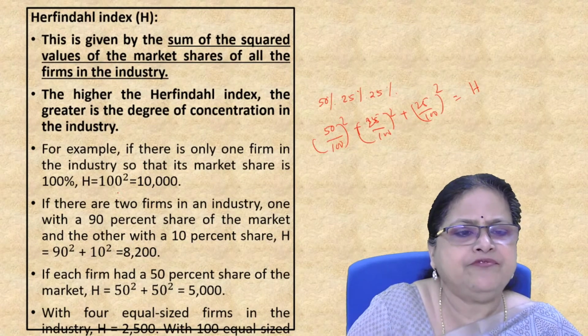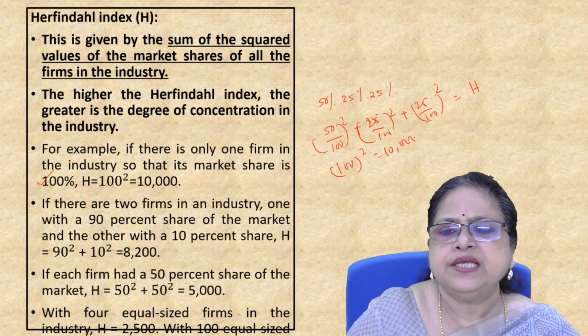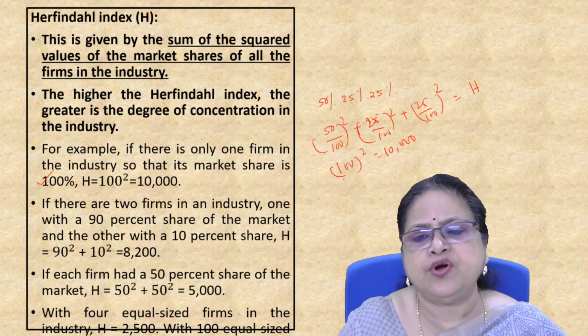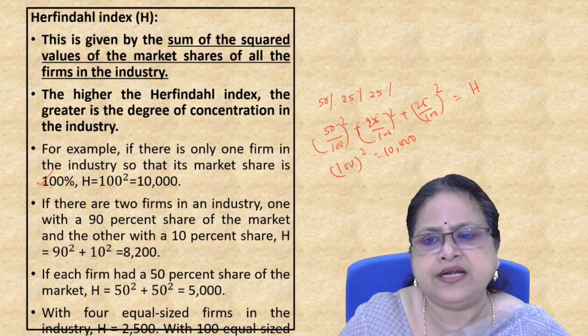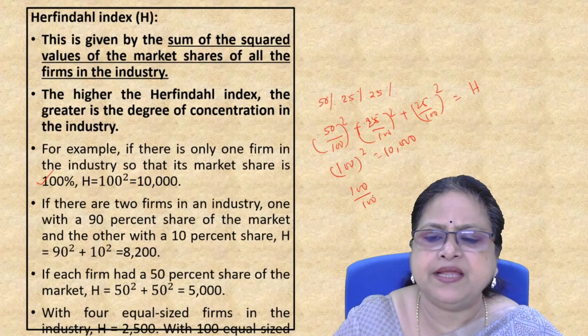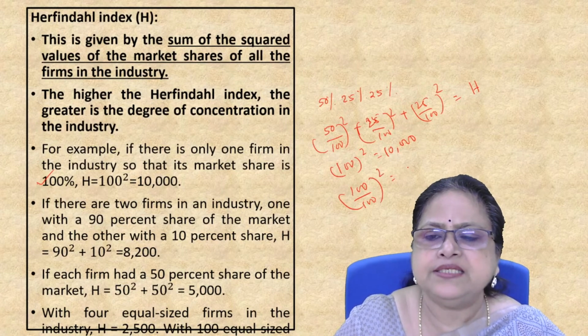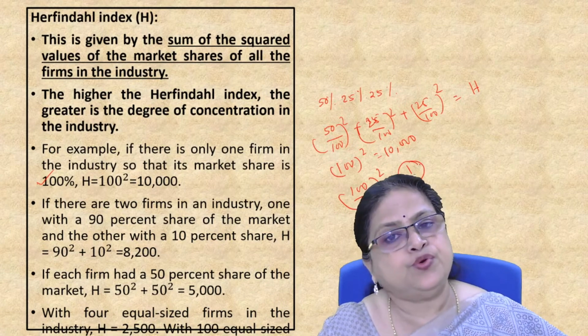And suppose there is one firm with 100%. One firm is there, that is 100 squared, equal to 10,000. Here that is 100%, so 100 by 100, the percentage divided by 100. It can also be measured like (100/100) squared, that is equal to 1. That means the Herfindahl index can be from 0 to 1.